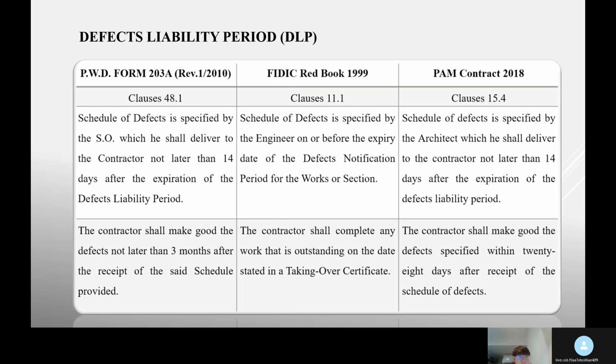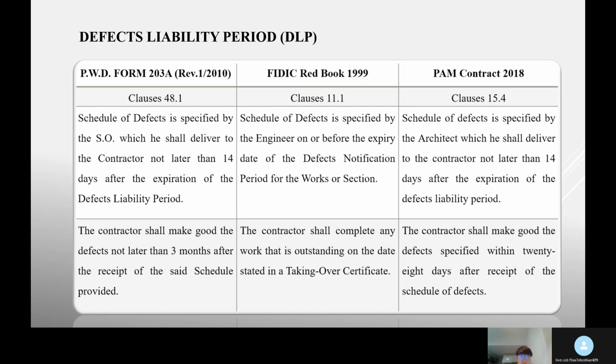Now, defects liability period, DLP. In PWD Form 203A, clause 48.1, the schedule of defects is specified by the SO, which he should deliver to the contractor not later than 14 days after the expiration of the defects liability period. The contractor should make good the defect not later than 3 months after the receipt of the said schedule.